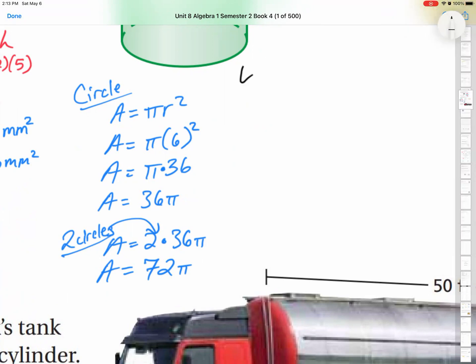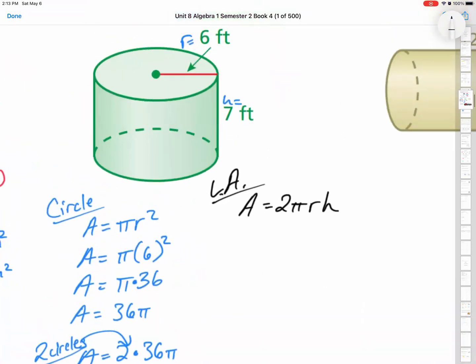Now comes our lateral area. Sometimes you'll see it represented as just L.A. And so this again is area equals 2 pi r times height. So when we go ahead and plug those values in, we end up with area equals 2 pi times radius is 6, height is 7. Cleaning this up, we get 84 pi.